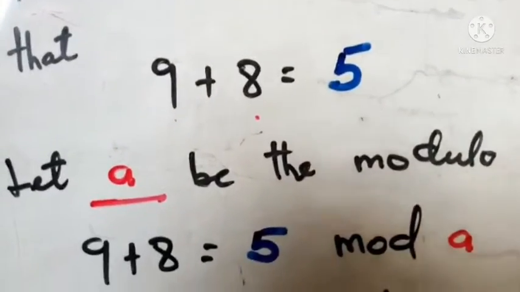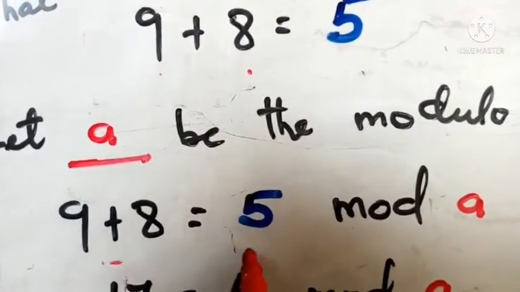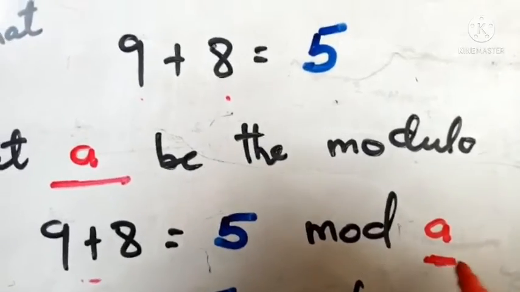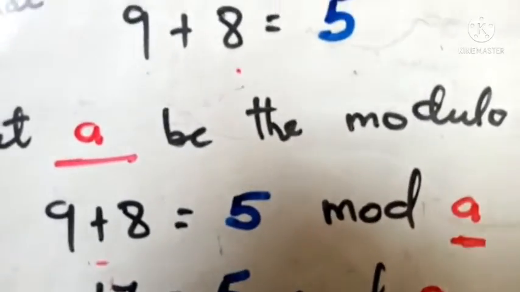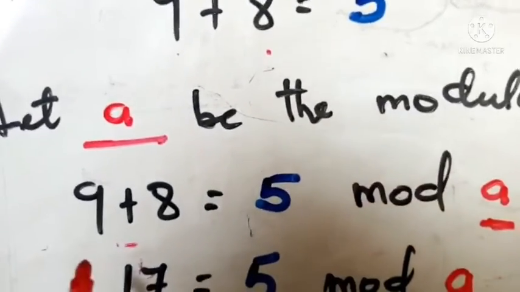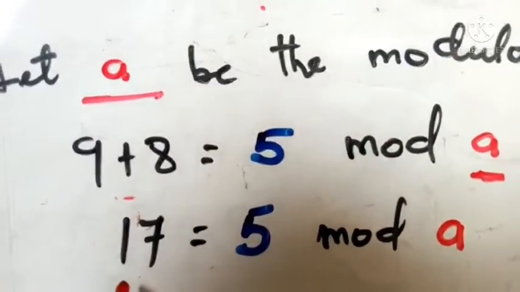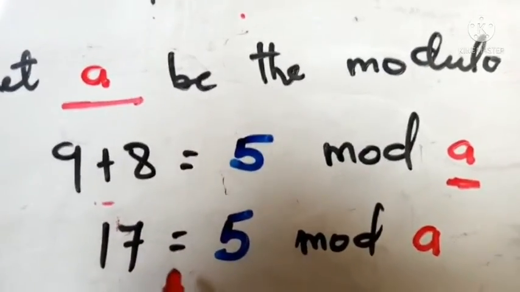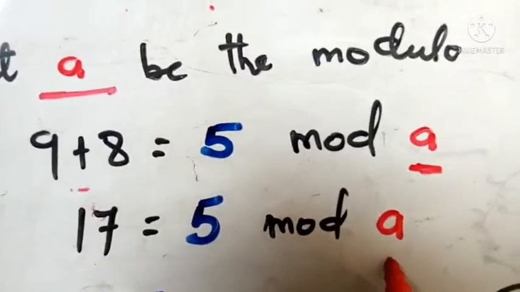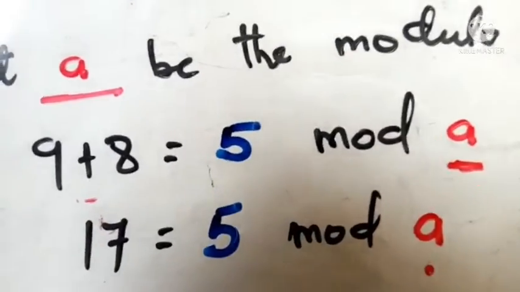So we know how to do that. So 9 plus 8 is equal to 5 modulo a, right? This can be any variable of your own choice. Now let's move on. If you add these two, it should be 17, right? So 17 is equal to 5 mod a. How do you do this? Look at the trick here.